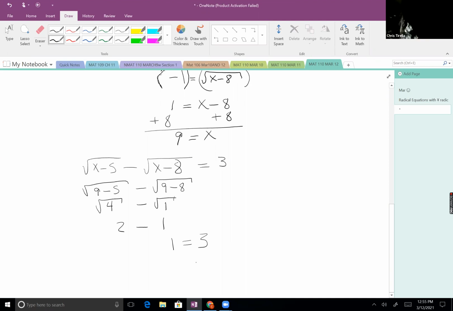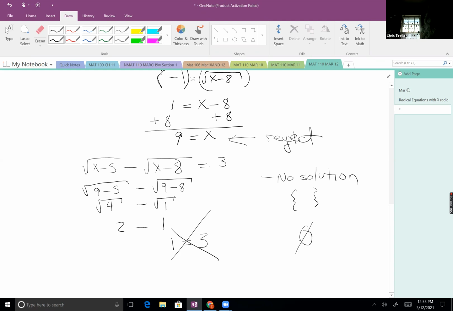Anybody? Does 1 equal 3? No. I don't think so. And so we're going to reject the solution and say that there is no solution, or the solution set is the empty set.